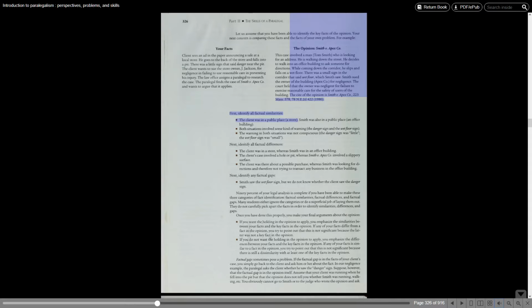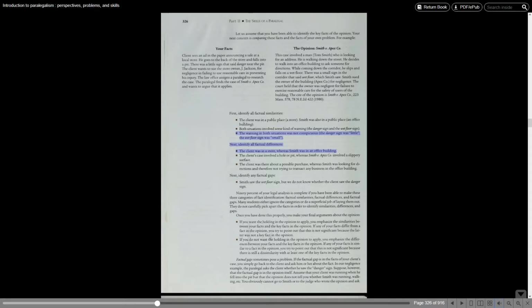The client was in a public place, a store. Smith was also in a public place, an office building. Both situations involved some kind of warning, the danger sign and the wet floor sign. The warning in both situations was not conspicuous. The danger sign was little. The wet floor sign was small.